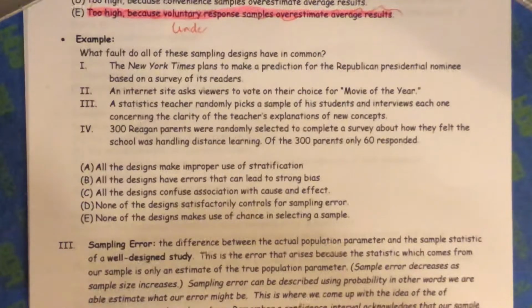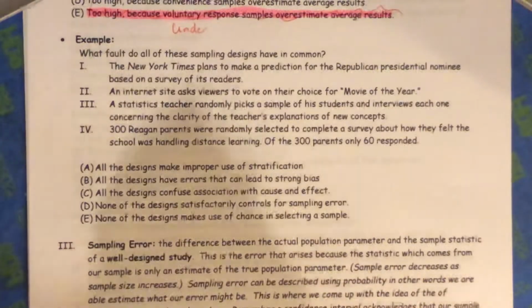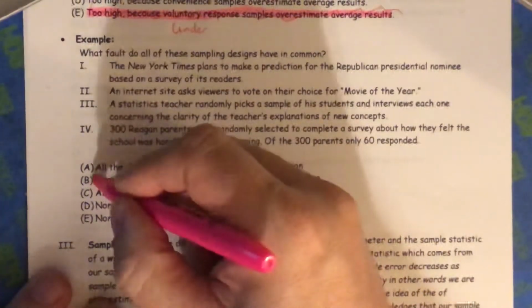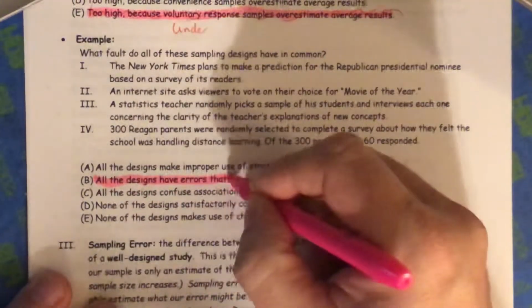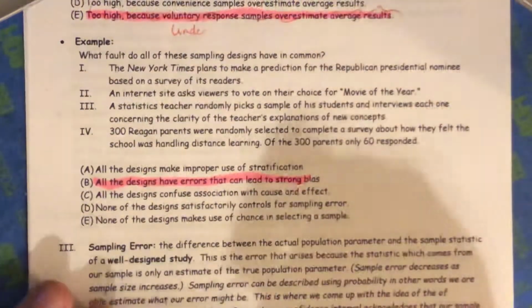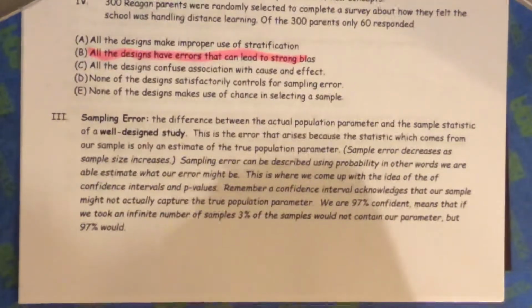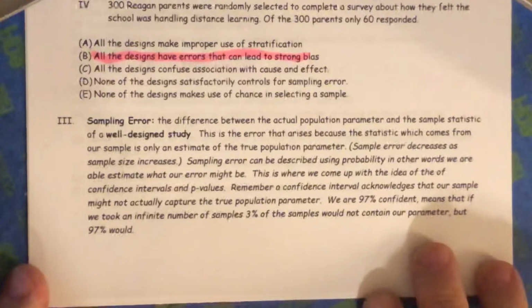all of the designs have errors that could lead to strong bias. There's not one specific error, but they all have introduced bias into the situation. Okay, sampling error. Bias is, first off, let me back up. Bias is a result of a bad design or bad execution of a design.